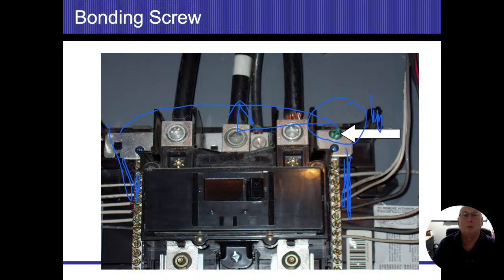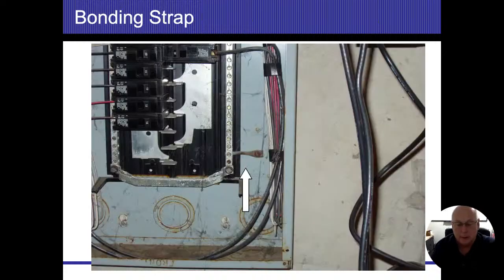This is known as a bond screw. Sometimes we're going to see a bond strap in here as well. That's this item down here. So that bond strap, again, goes into the neutral bus bar, ties to my box. Any electrical wires that come loose and energize.